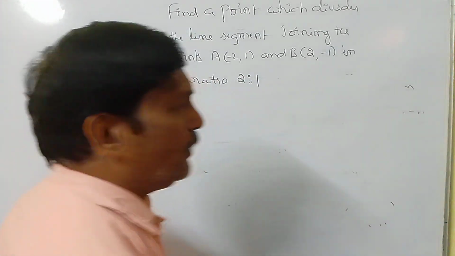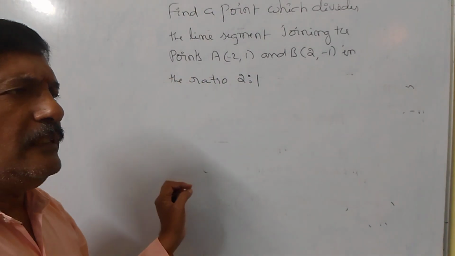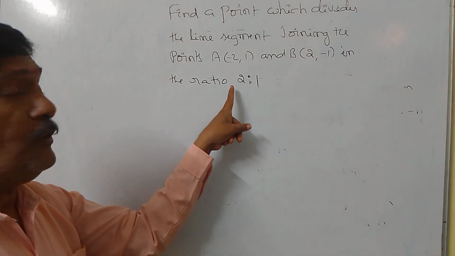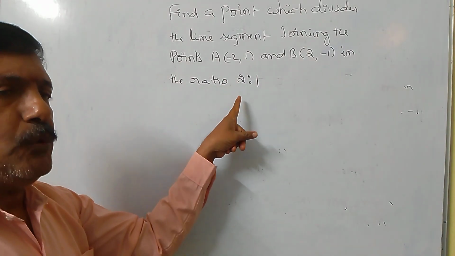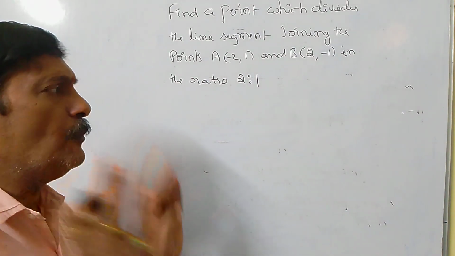2:1. Observe here, they have given the ratio. They are not asking about an internal point or an external point. Here the ratio is 2:1. The ratio is 2:1 means what? You always have to find only the internal point.